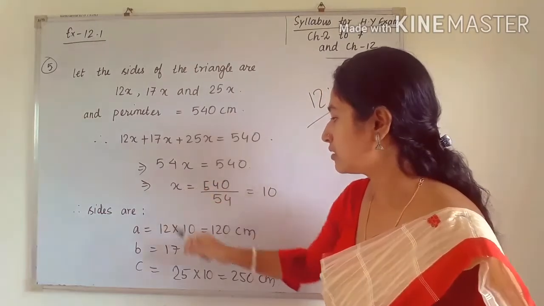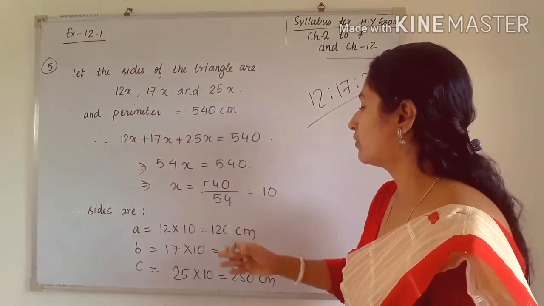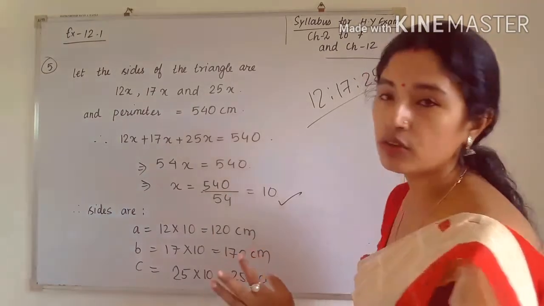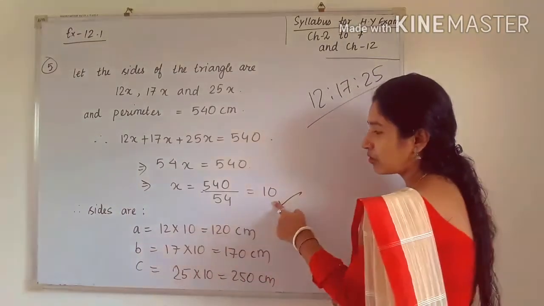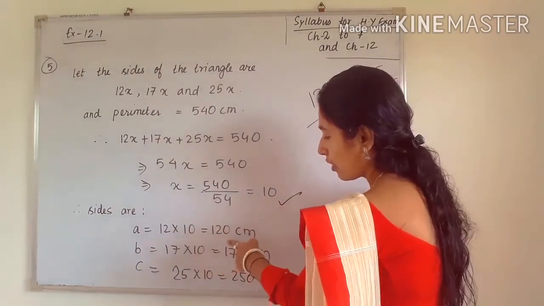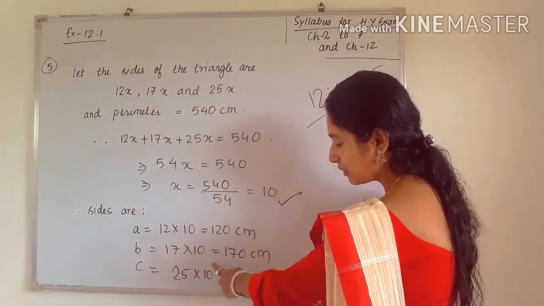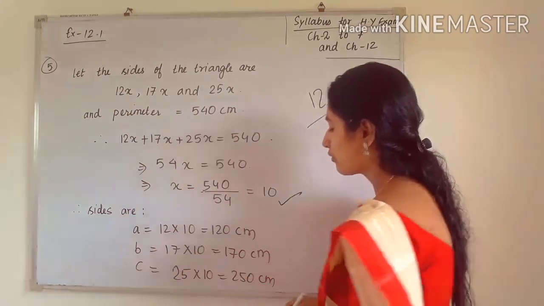So here from this we can easily find the value of x, that is 540 by 54, and when you cancel it out you will get 10. Okay. So now the sides of the triangle are, the first side will be 12x, that is 12 into 10, because the value of x is 10 now. So 120. Next, similarly the second side we can take as b, 170 centimeter, because 17 into 10. Similarly c will be 25 into 10.